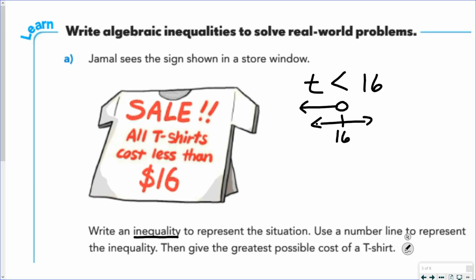And then finally it says, then give the greatest possible cost of a t-shirt. Well, depending upon your interpretation of the question, it could lead you to 2 different answers, and both answers would be acceptable in this situation because you're not given any extra information. So one answer that I would accept is $15.99 because that is technically less than $16. But you might think that shirts are sold at dollar increments, so the other answer that I would accept is $15. So either of those would be acceptable answers in this situation.